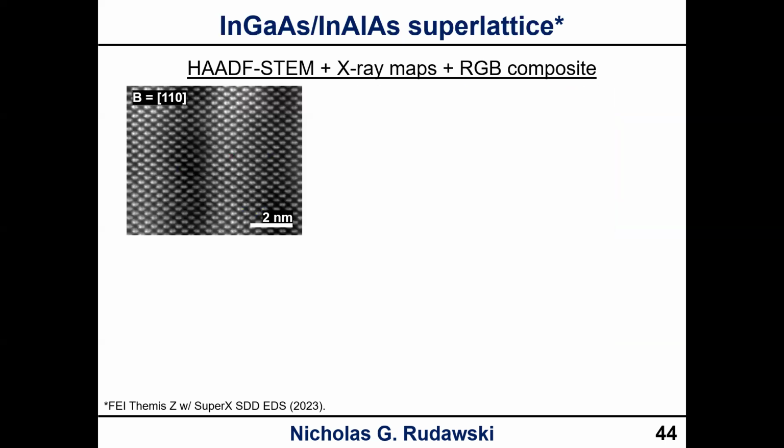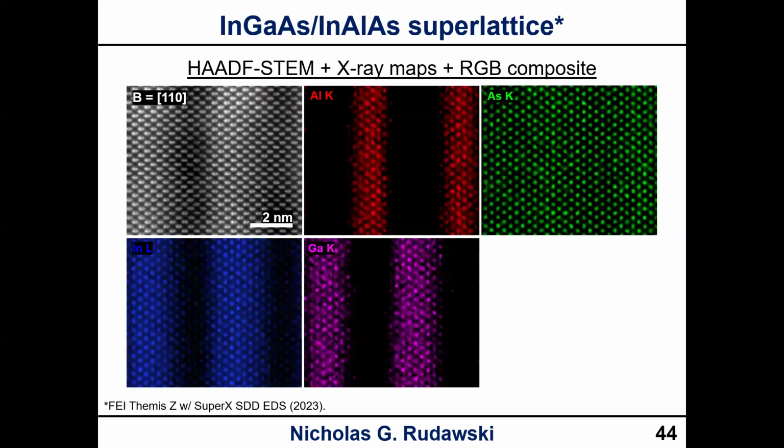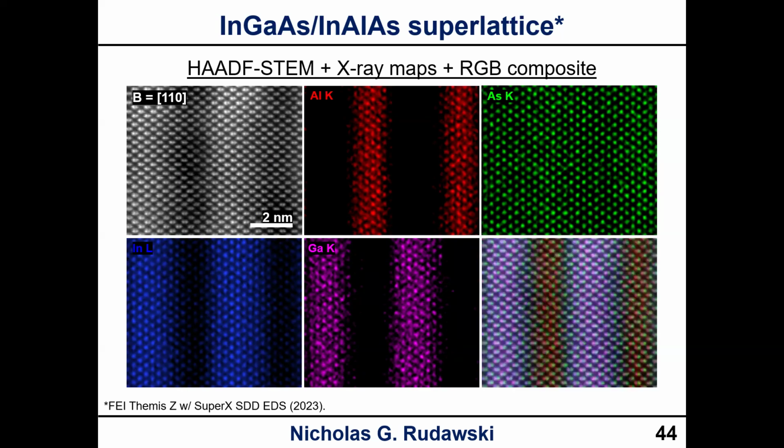All right, here's another example of atomic resolution work. So these are indium gallium arsenide and indium aluminum arsenide superlattice photonic structures, okay? So there's the HAADF-STEM image on the left, viewed along 110, so you're seeing dumbbells, okay? So if we look at the maps for these 4 elements, okay? Aluminum, arsenic, indium, and gallium, okay? And then we overlay them here.